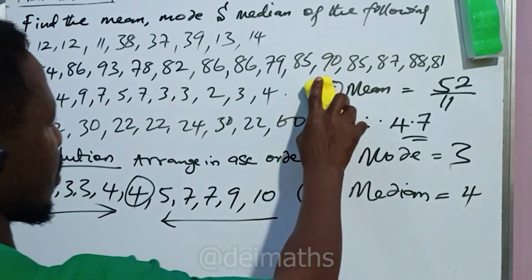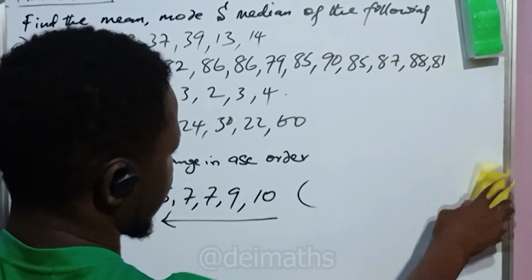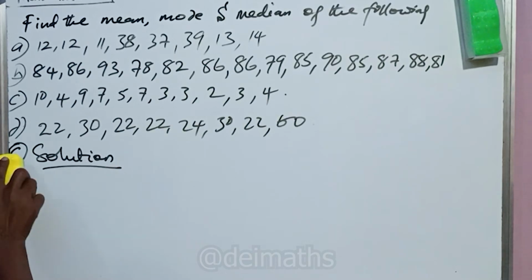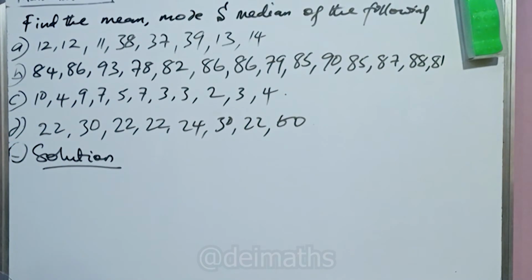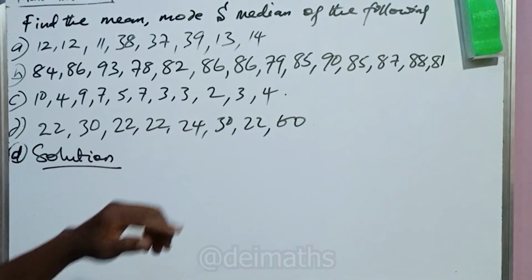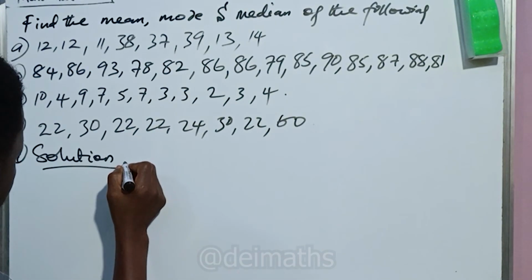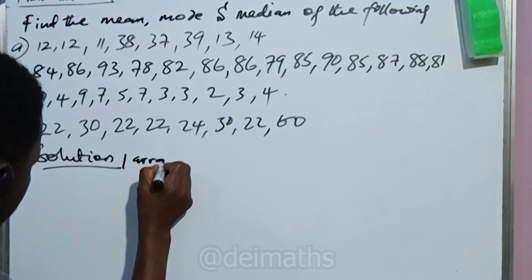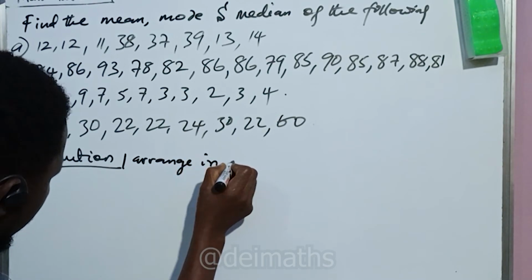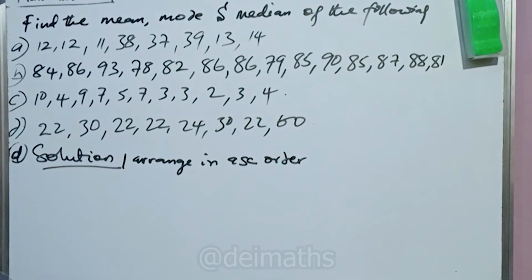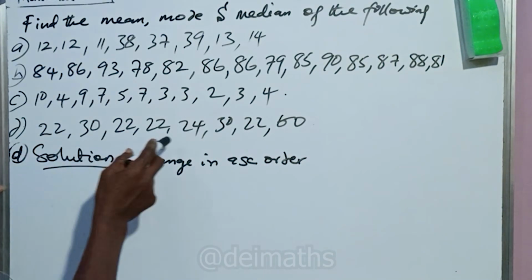Now we are going to solve D. Clean this. So, solution for D. We have our D here. First of all, we look for the smallest number to arrange it in ascending order. So let's write it out here. Arrange in ascending order. Okay? So we start from 22.